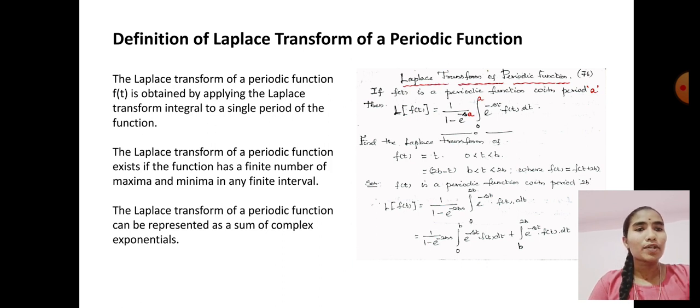Laplace transform of a periodic function: if f of t is a periodic function with period a, then L of f of t is equal to 1 by 1 minus e to the power of minus sa, integral 0 to a, e to the power of minus st of f of t dt.